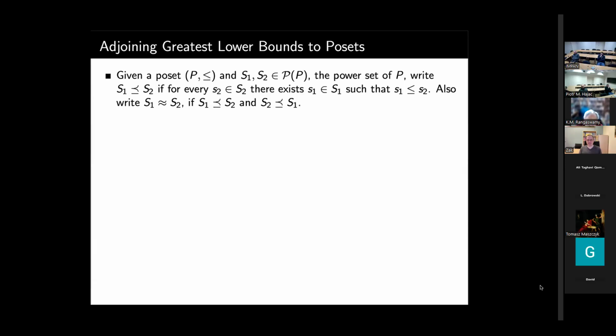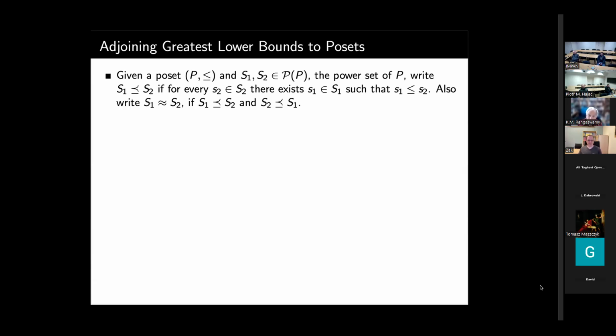In order to understand that better, we defined this operation on partially ordered sets that adjoins greatest lower bounds to downward directed sets with no least elements. But you have to do that a little bit carefully, because if you take two downward directed subsets of a partially ordered set, they might actually have the same greatest lower bound, if such a thing exists.